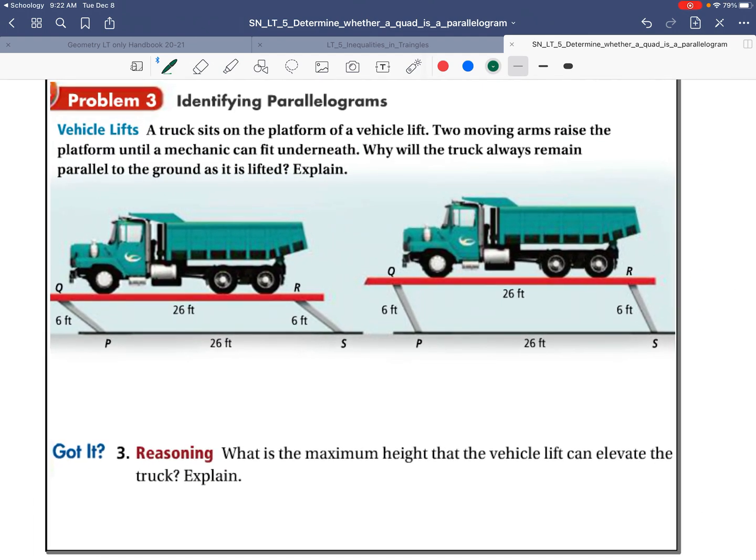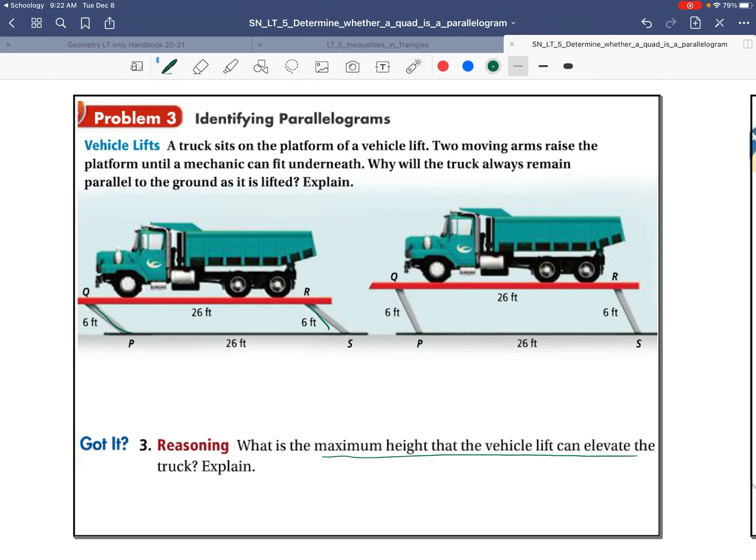Here's an application of that. So we've got a truck on a lift. You can see that opposite sides are congruent in both cases. And so we've got a parallelogram. What is the maximum height that the vehicle can lift, can elevate the truck? So the maximum height would be 6 feet, and we can see we'll get a rectangle when we do so.